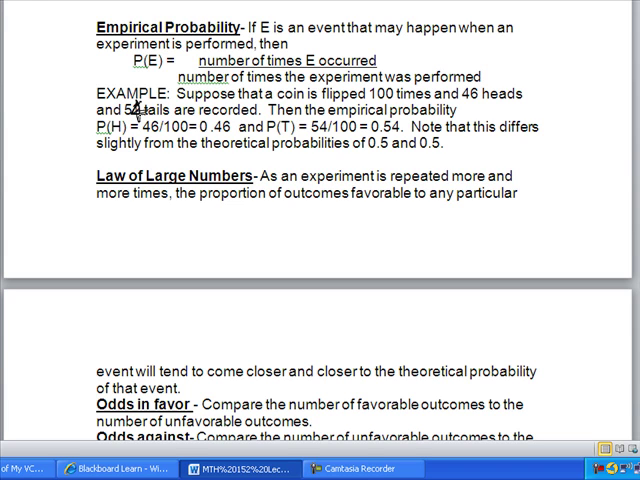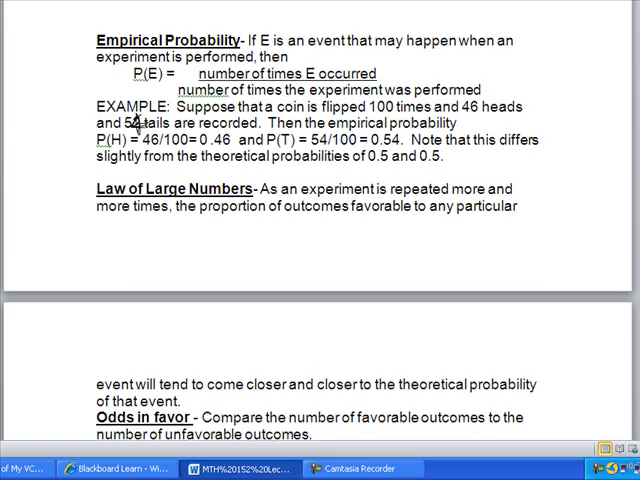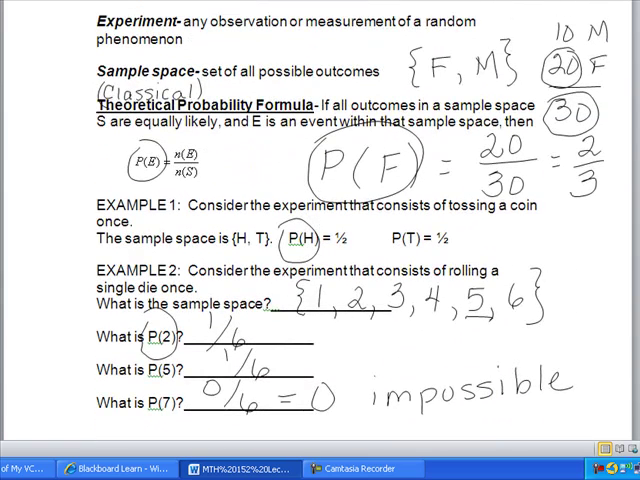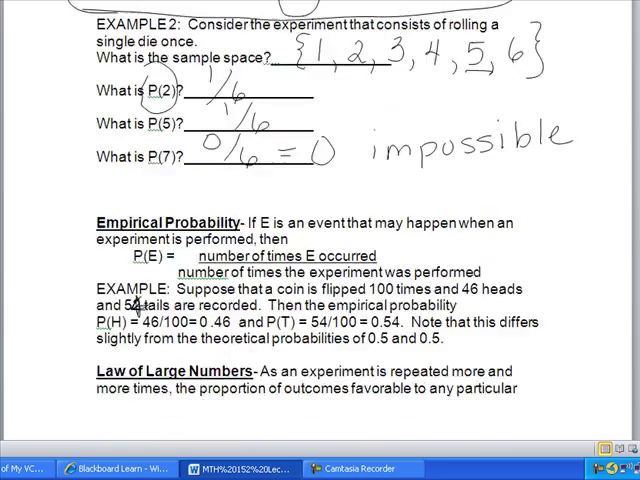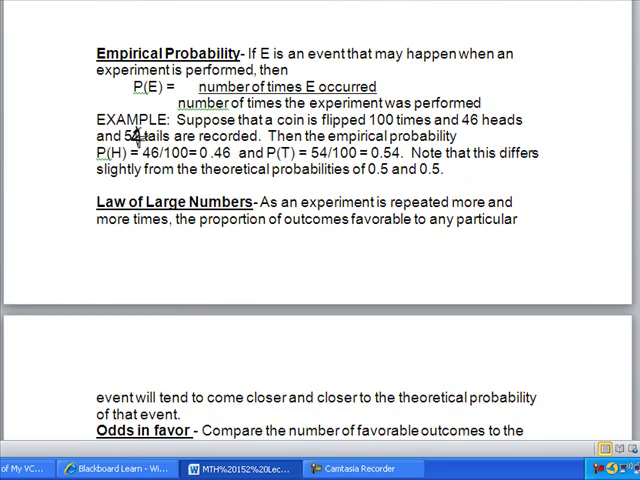Notice that when we conduct an experiment, it's slightly different. We may get a slightly different result from what we expect to happen in the theoretical probability. So the theoretical probability is what we expect to happen based on the mathematical model. In the case of an experiment, the empirical probability is what actually happens. So we might get 50 out of 100, but in this particular case, we ended up with 46 heads and 54 tails.